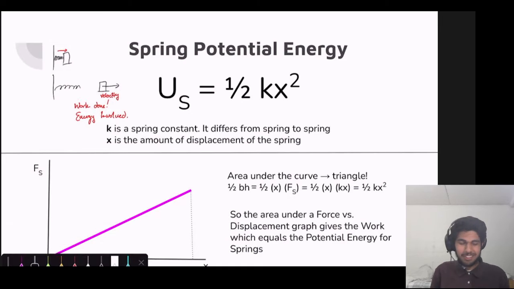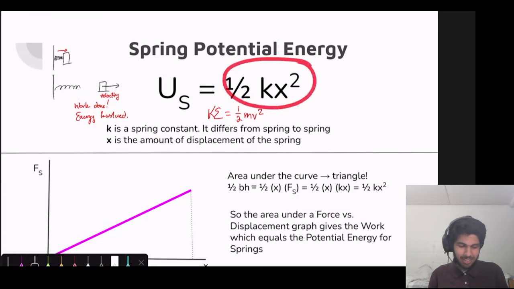And that can be especially confusing when we look at the formula. So we have U, which is the symbol for potential energy, sub S. So subscript S is used to denote springs. This is equal to 1/2 kx squared. And that's why I said it's a little bit confusing. Because although this is potential energy, this equation looks eerily similar to kinetic energy. Remember, kinetic energy was equal to 1/2 mv squared. So these two equations are very similar to each other, but they mean different things.